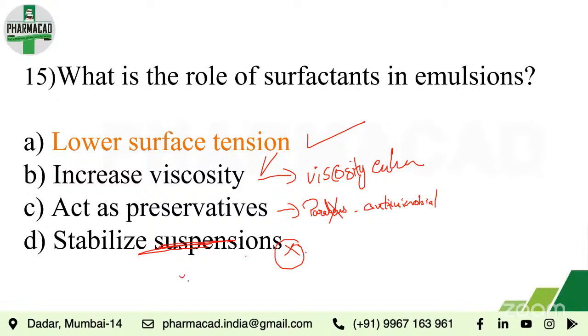Okay, it stabilizes emulsions. The question asked about the role of surfactant in emulsions. So it's not for stabilizing suspensions, it stabilizes emulsions. But in the case of suspensions, surfactants have a different role. In suspensions, surfactant is used as a wetting agent, or viscosity enhancer. Okay? Clear everyone? Any doubts here? No, ma'am. Okay.